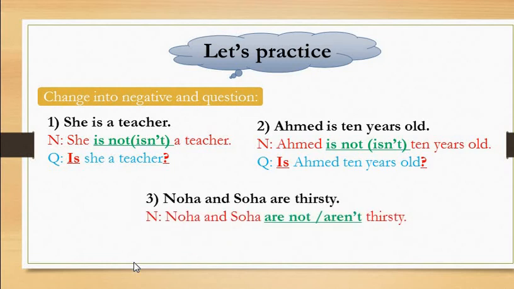Example 3. Noha and Soha are thirsty. Change it into negative. Noha and Soha are not or aren't thirsty. Change it into question. Are Noha and Soha thirsty? What do you put at the end? Question mark. Great job.